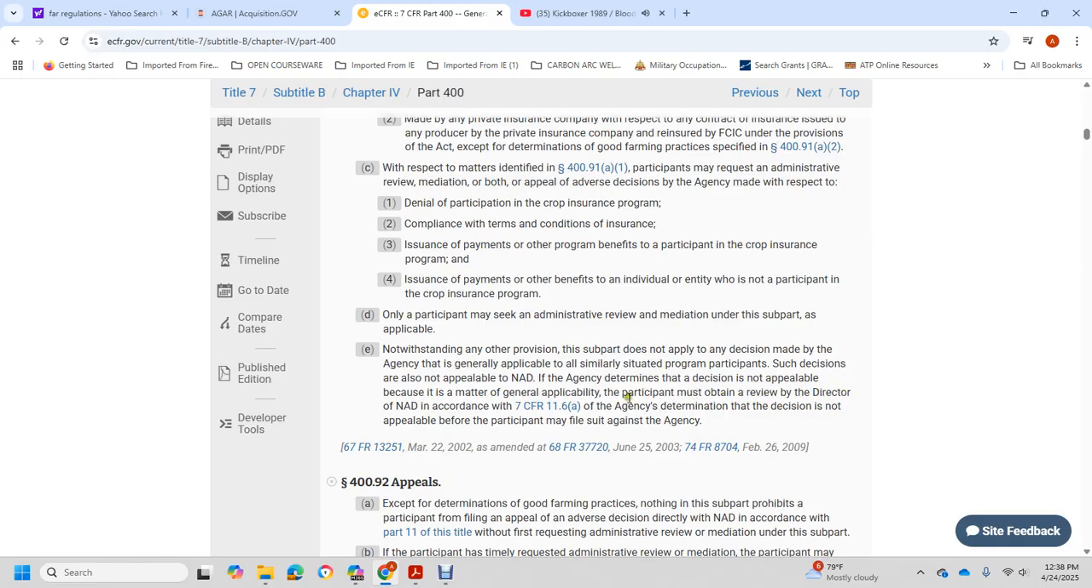Participants must obtain a review of the director of the NAD in accordance with Title 7 CFR 11.6a of the agency. A determination decision is not appealable before a participant may file suit against the agency.